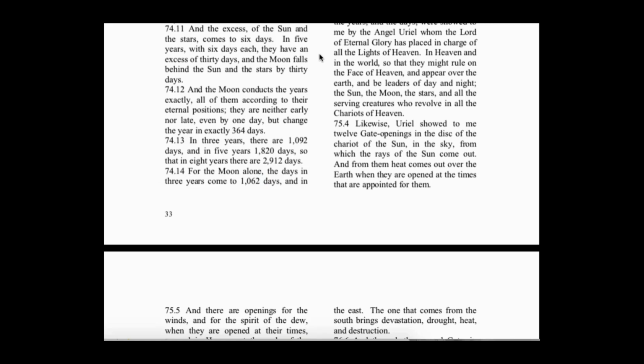In 3 years, there are 1,092 days, and in 5 years, there are 1,820 days, so that in 8 years, there are 2,912 days.